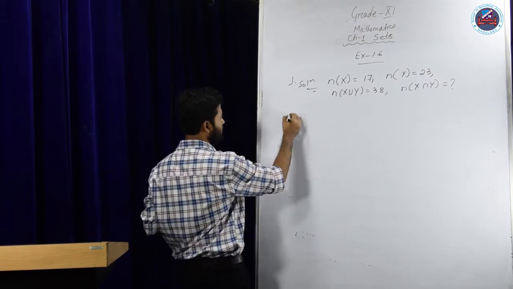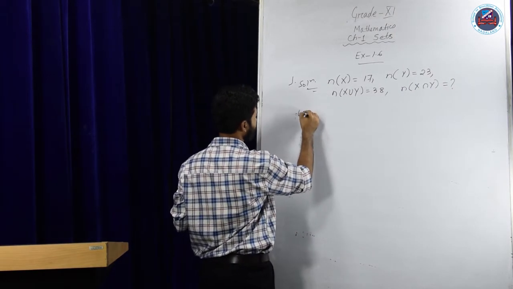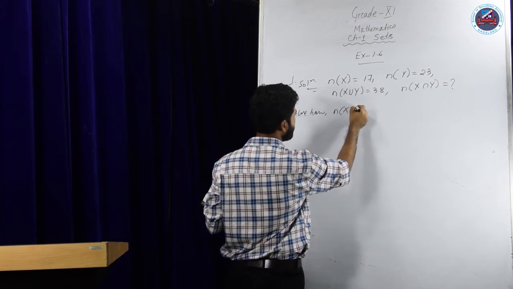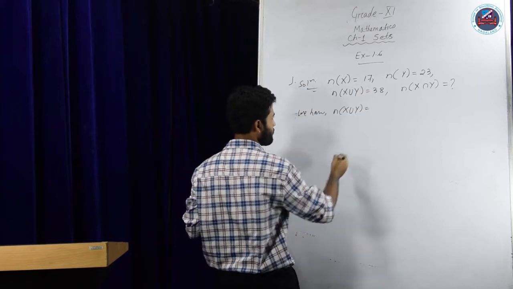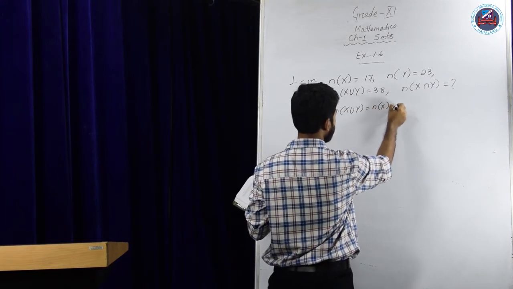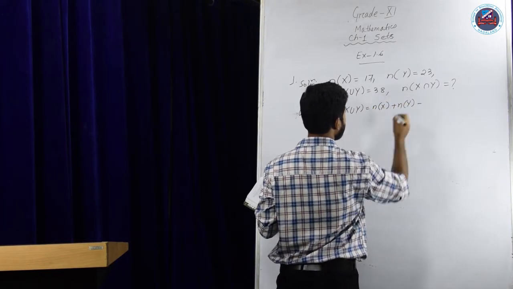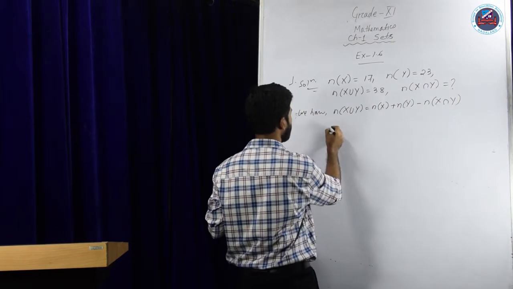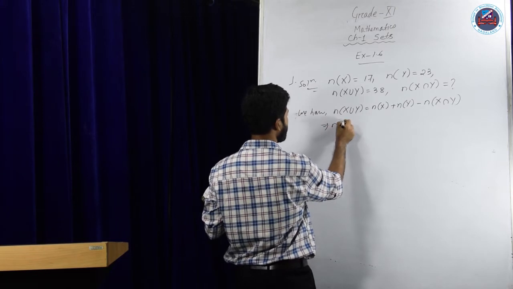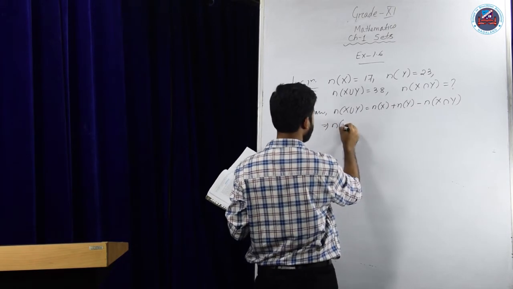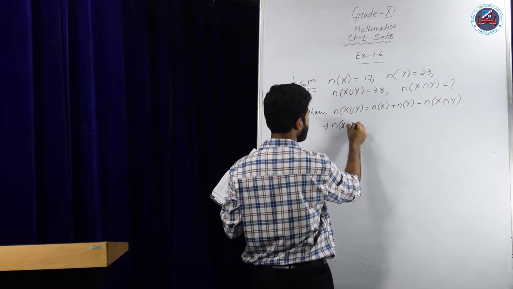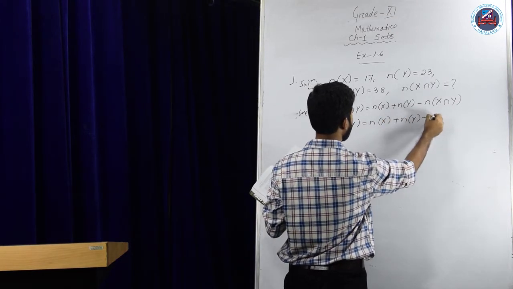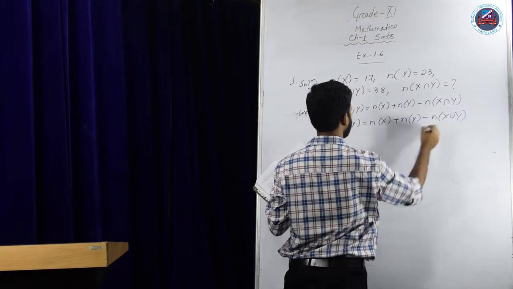So from the previous theorem we have got n of x union y was equal to what? It was the number of elements of x plus the number of elements of y minus the number of elements of x intersection y. So I can rearrange this, because we want to find n of x intersection y. This will give us n of x plus n of y minus n of x union y.